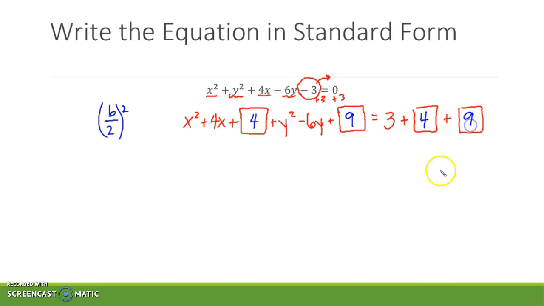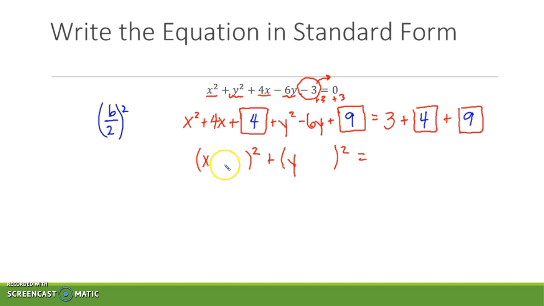Remember, your boxes are always going to be positive, because no matter what, when you square something, it's positive. Then I'm going to rewrite my equation. So my left side is going to be x plus or minus the number squared, plus y plus or minus the number squared, equals whatever this side adds up to be.